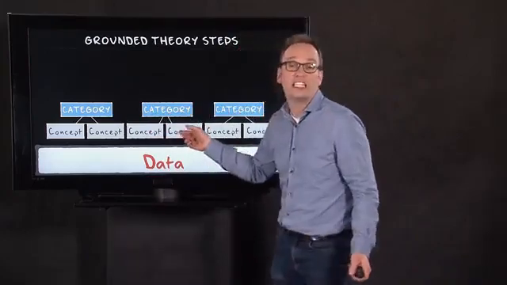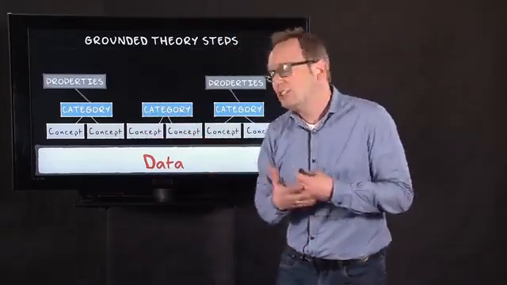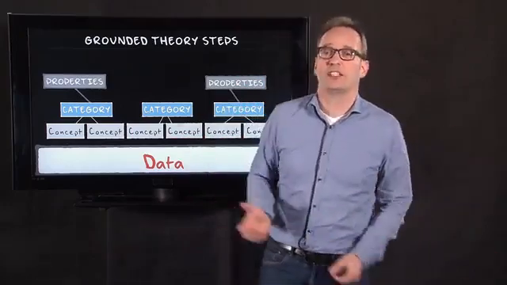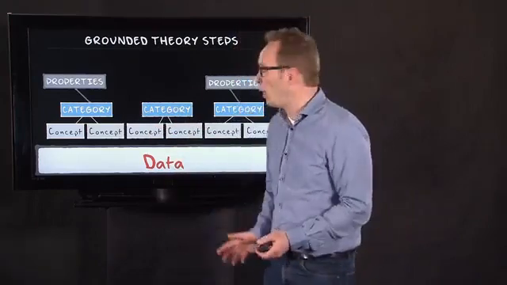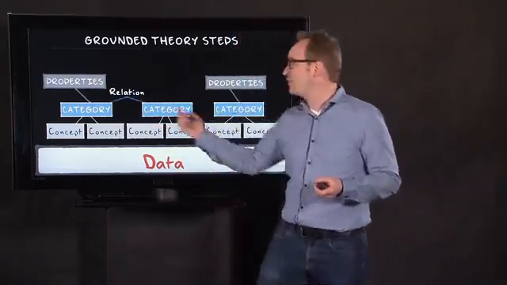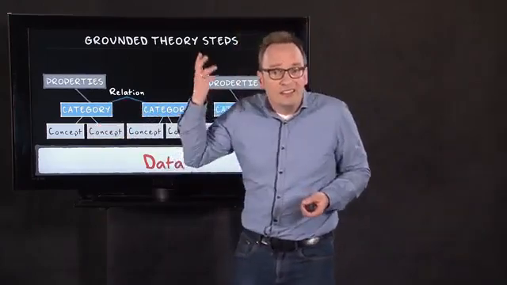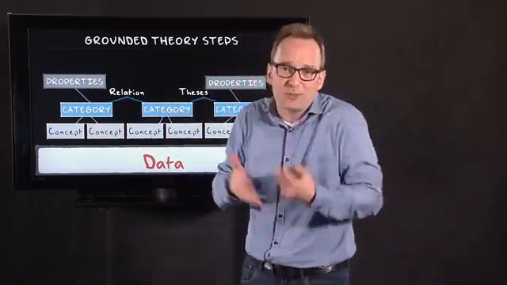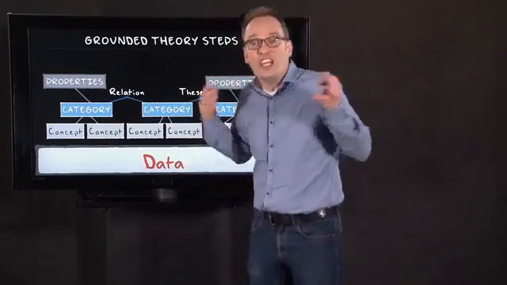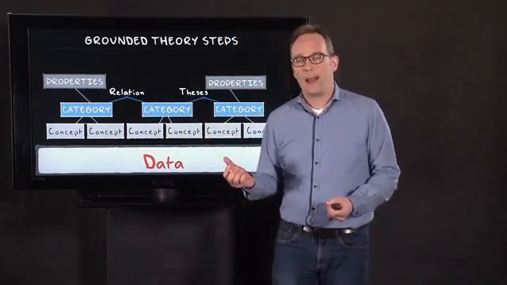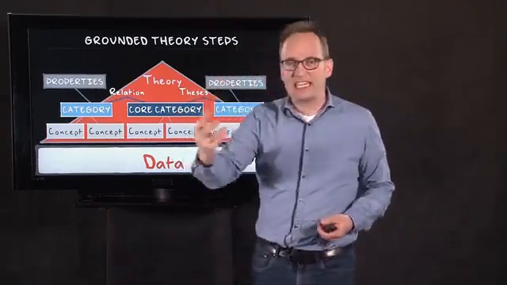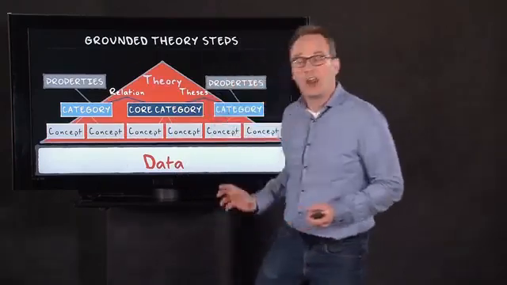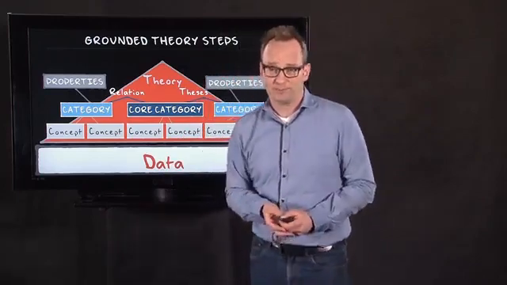Many people would call these codes. And then you try to link those categories to certain properties, probably some conditions or consequences or any other properties of these categories. And you try to link these categories to each other by relations or theses or theorems or whatever you want to call them. But you try to relate these categories. And in the end, you try to create a core category, a single category that is the most important aspect of your complete theory. And you try to build a storyline around this core category.